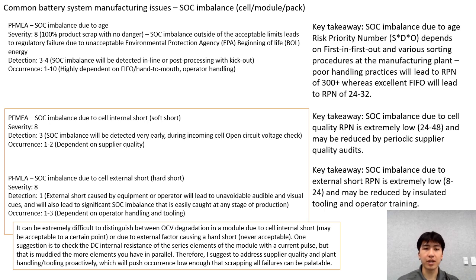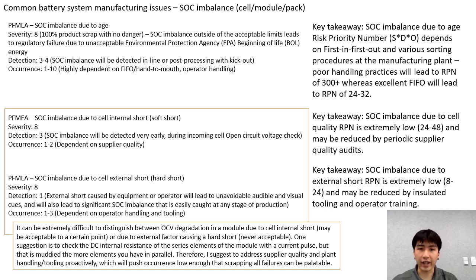And then the occurrence is 1 to 3. It's very good. Occurrence for this is usually very low, and it really depends on operator handling and tooling. The key takeaway is SOC imbalance due to external short, RPN is extremely low and may be reduced by providing insulated tooling and training operators to not contact certain parts incorrectly because it could be causing an external short.